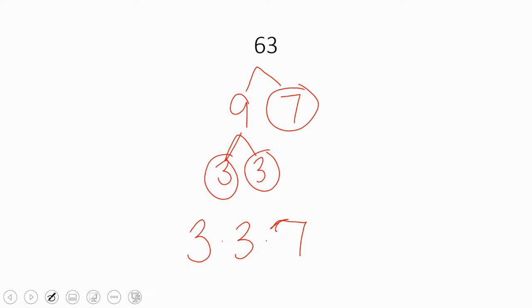Okay? Last one. 57. Now this one might be a little bit trickier. You might not recognize anything right off the bat. Using our divisibility rules, though, it's not divisible by 2. It's not divisible by 5. Let's add them together. 5 plus 7 is 12. So that tells you it has to be divisible by 3, because 12 is a multiple of 3.